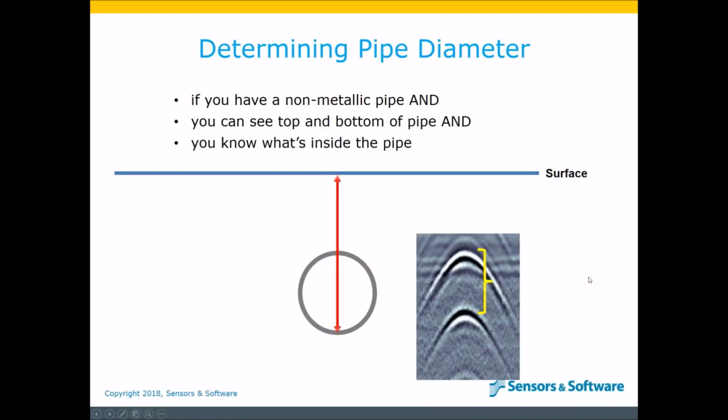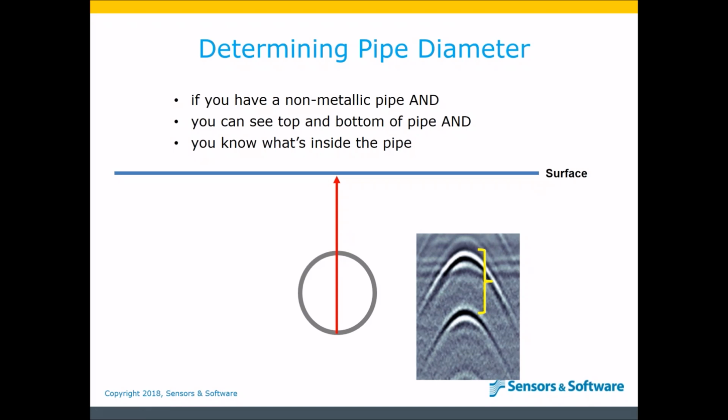So the first is determining pipe diameter. When the GPR wave hits a non-metallic pipe, I'm going to play this animation again here, some of the energy is reflected back from the top of the pipe, while the remaining energy travels through the pipe and may reflect off the bottom. If this happens, you may be able to determine the pipe diameter if you can clearly see the reflection from the bottom of the pipe and you know what the pipe is filled with, usually air or water. And it has to be completely filled. So if it's water, it has to be completely filled, not partially filled.